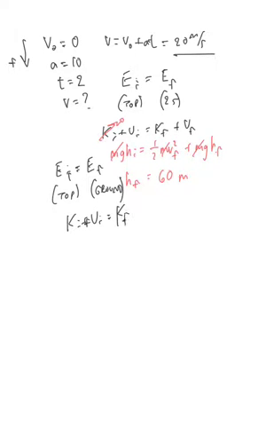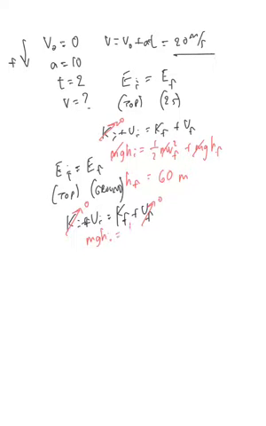equals K final plus U final, the initial kinetic energy is still 0 because it's released from rest, but this time when it hits the ground, we're looking at right as it hits the ground, so it is moving, it does have kinetic energy. We're not talking about after it hits the ground and comes to a stop, we're talking about as it hits the ground. So it is moving as it hits the ground, but it doesn't have any height at that point because it has reached the ground. So the gravitational energy is 0.